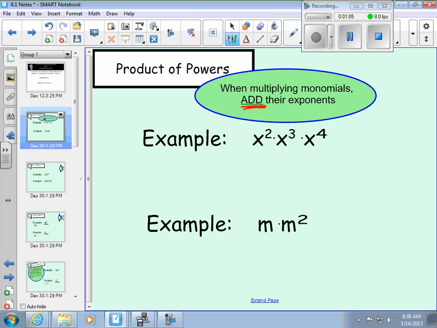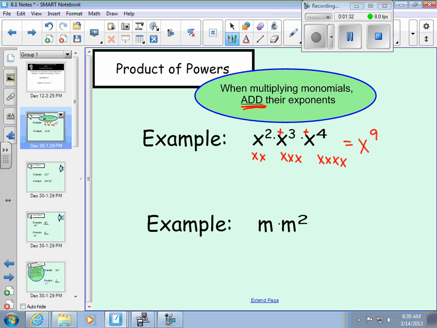Now, if you think about it, x squared means we have two x's. X to the third means three x's. X to the fourth, four x's. How many total x's do we have? Well, if you count them up, 1, 2, 3, 4, 5, 6, 7, 8, 9 total x's. So this would be x to the ninth power. It also works if you just add their exponents. If you take 2 plus 3 plus 4, you get 9.